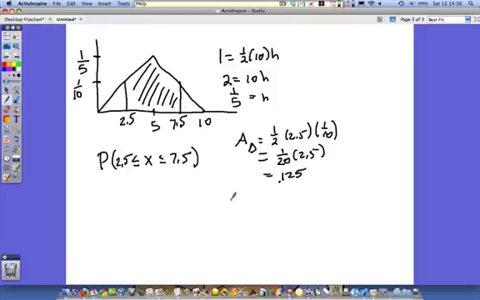So the area that I'm interested in the middle is going to be 1 minus 2 times 0.125. So 1 minus 0.25 is equal to 0.75. And so this probability is equal to 0.75. Okay, hope that helps.